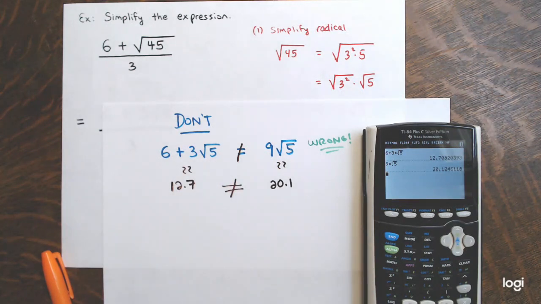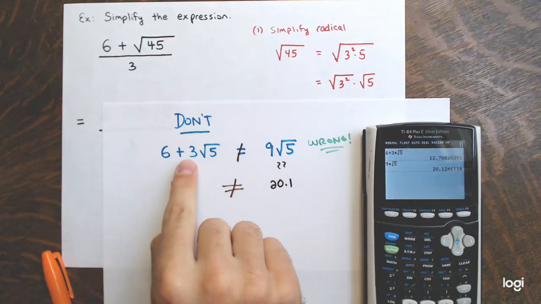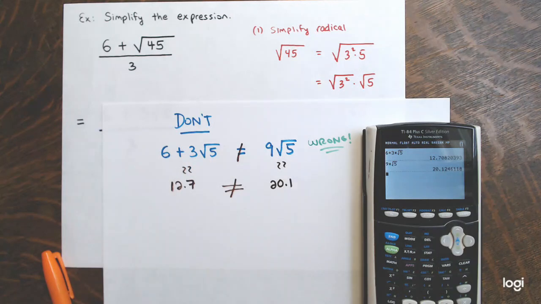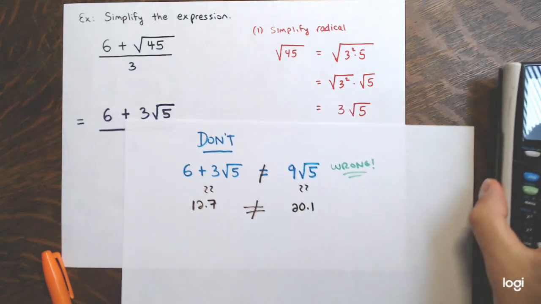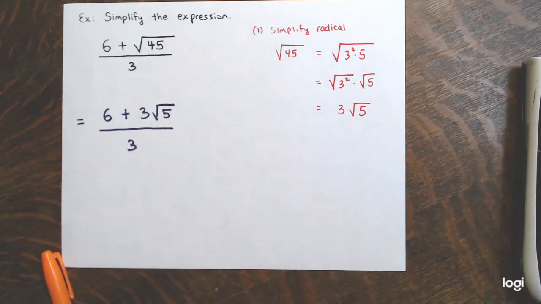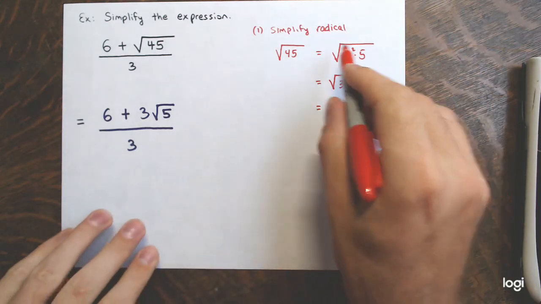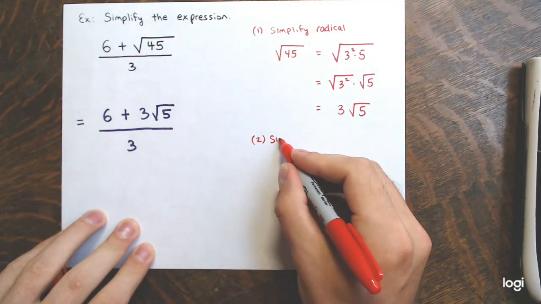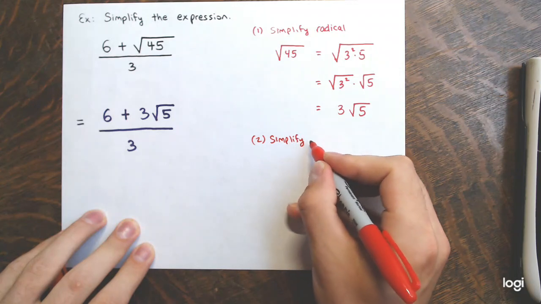All right, so be aware of the order of operations. What would get done first? Not the 6 plus 3 part. What would get done first is the 3 times the square root of 5 part. So don't add before you multiply. Now that I've warned you about that, again, I see that happen way too often. After I simplify the radical, well, this is a fraction, so let's now simplify the fraction.